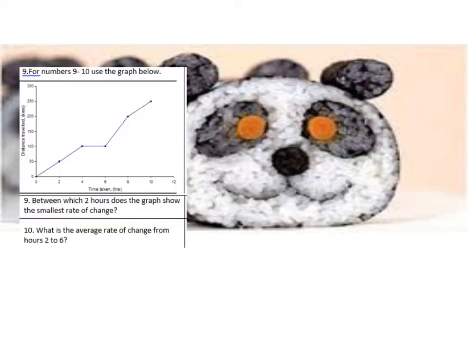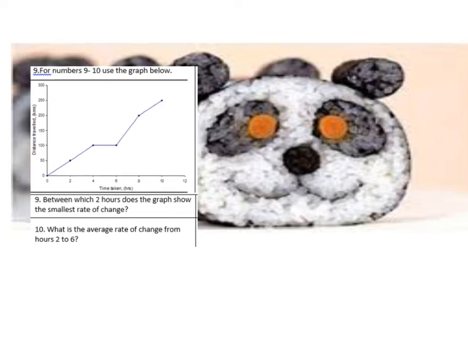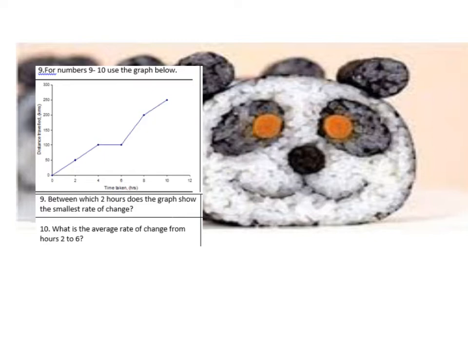Alright, so it looks like we left off on numbers 9 and 10. And for numbers 9 and 10, we're going to use the same graph. It says, between which 2 hours does the graph show the smallest rate of change? Well, I'm going to move this for a second. We can see that it's distance and time.